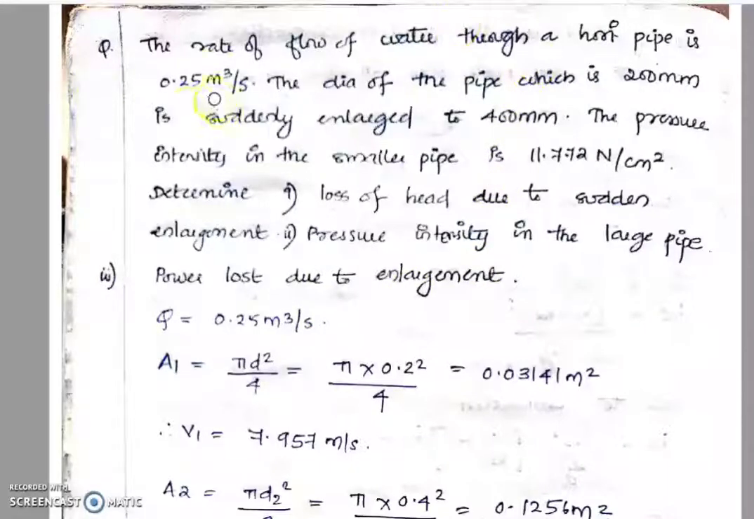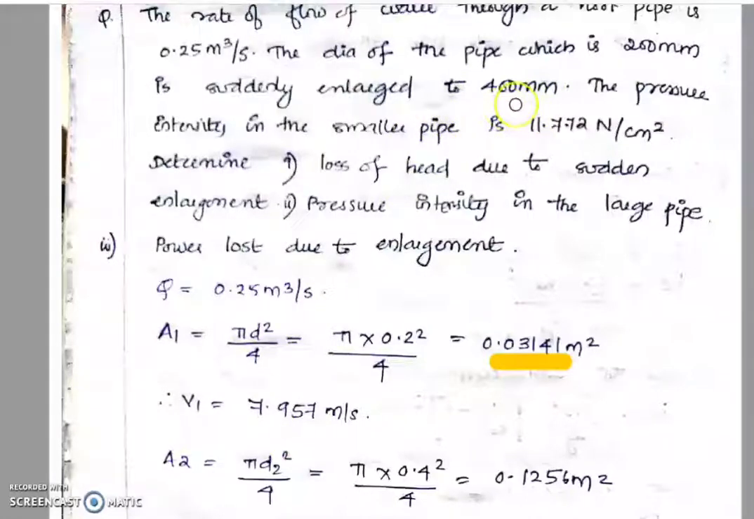So all the given data we will write down first. Q is given as 0.25 meter cube per second and the initial diameter of the pipe is 200 mm, so let it be D1. So D1 is 200 mm. The corresponding area A1 is equal to pi D square by 4. You substitute the value here and you will get 0.03141 meter square. Next, it is suddenly enlarged to 400 mm, so D2 is 400 mm or 0.4 meter. It is substituted in this equation to get the area A2. So the area after the sudden enlargement is 0.1256 meter square.